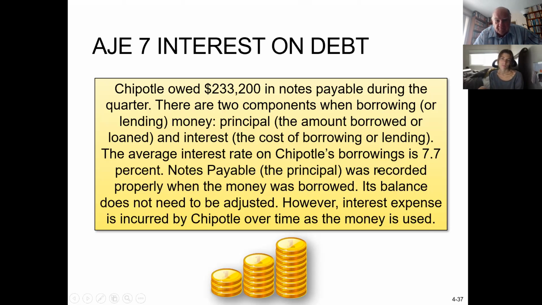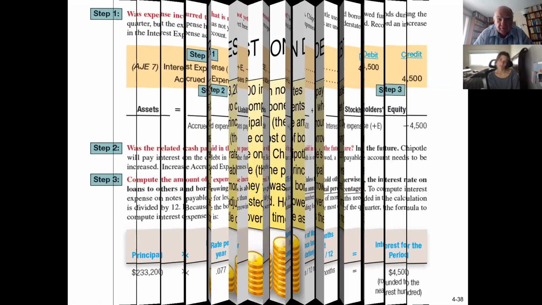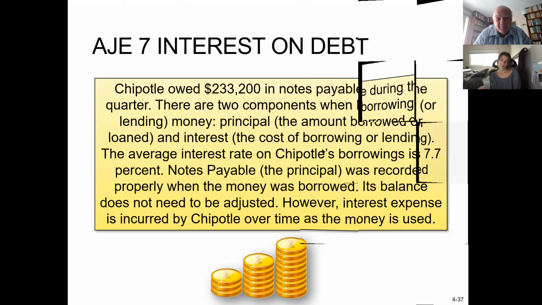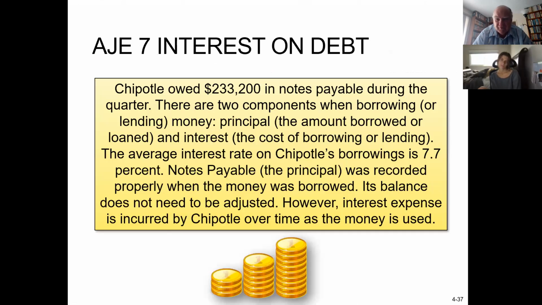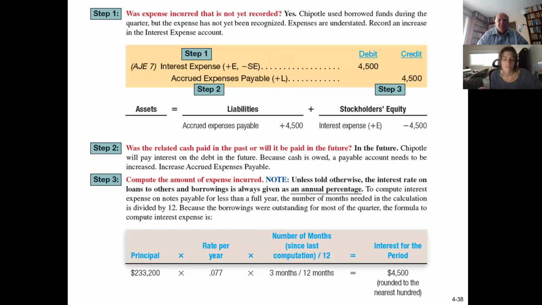So it's 7.7%. Was interest incurred that is not recorded? Yeah. So they came up with a number here, $4,500. That would be the 233,200 times 0.077, prorated into the appropriate number of months. Don't ask me to do the arithmetic now.